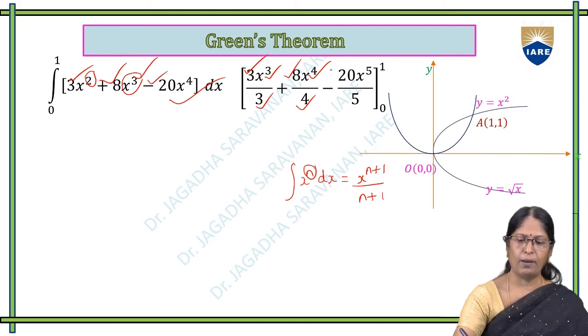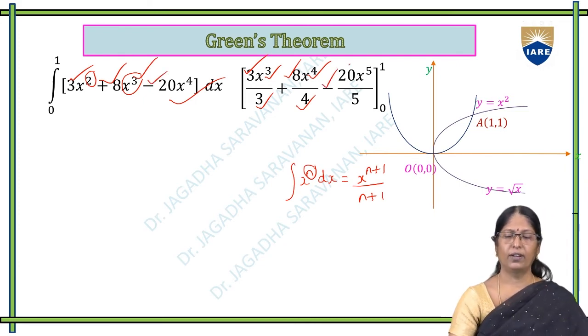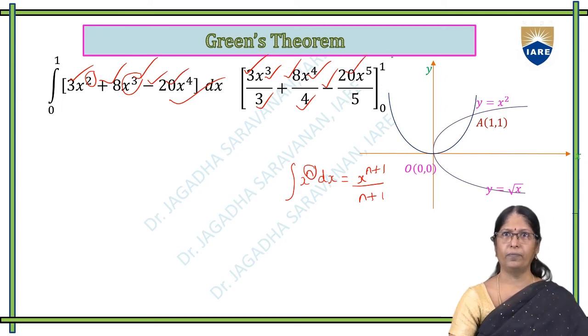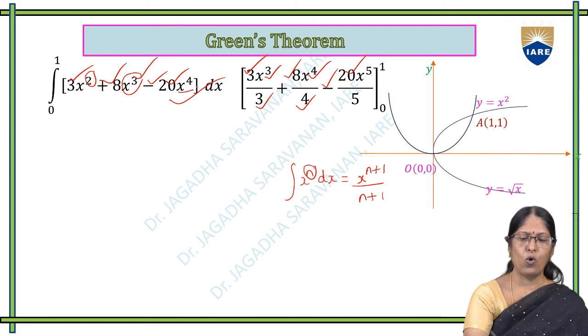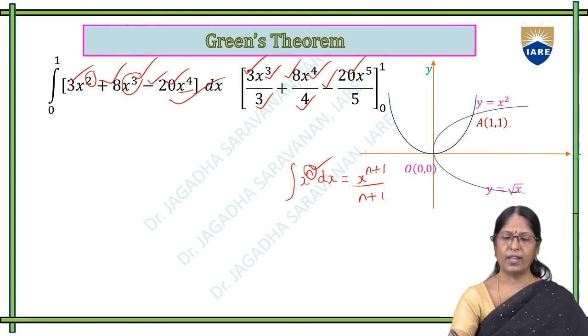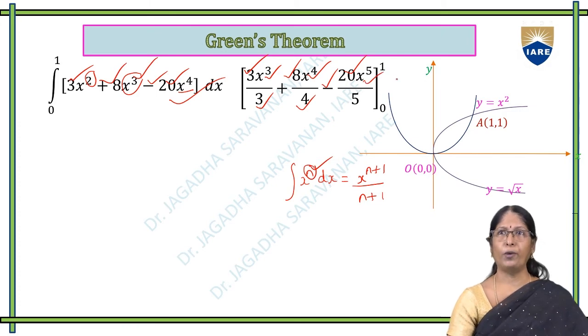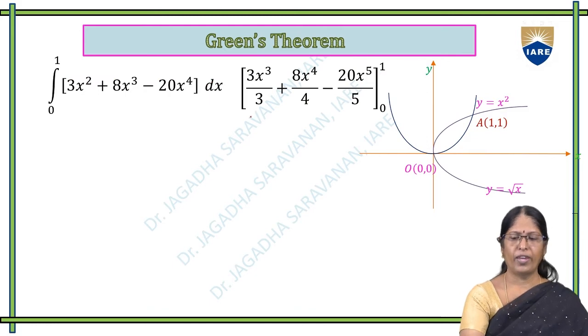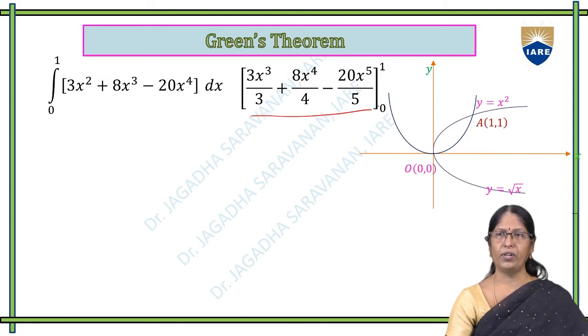The minus sign is as it is. The 20 also is written without any change, x power 4 is there. n is playing the role of 4. So after applying the integral formula, 4 plus 1 by 4 plus 1, it's nothing but x power 5 by 5. So we completed the integration.